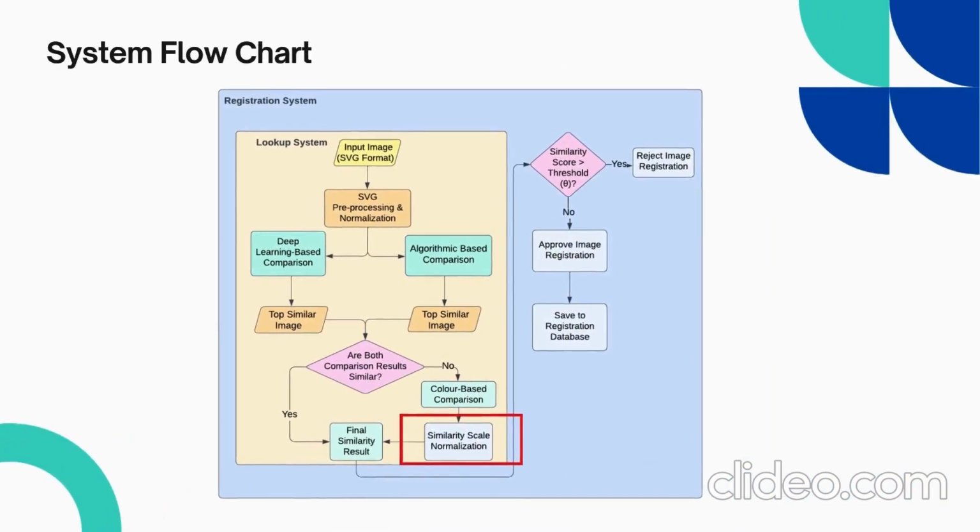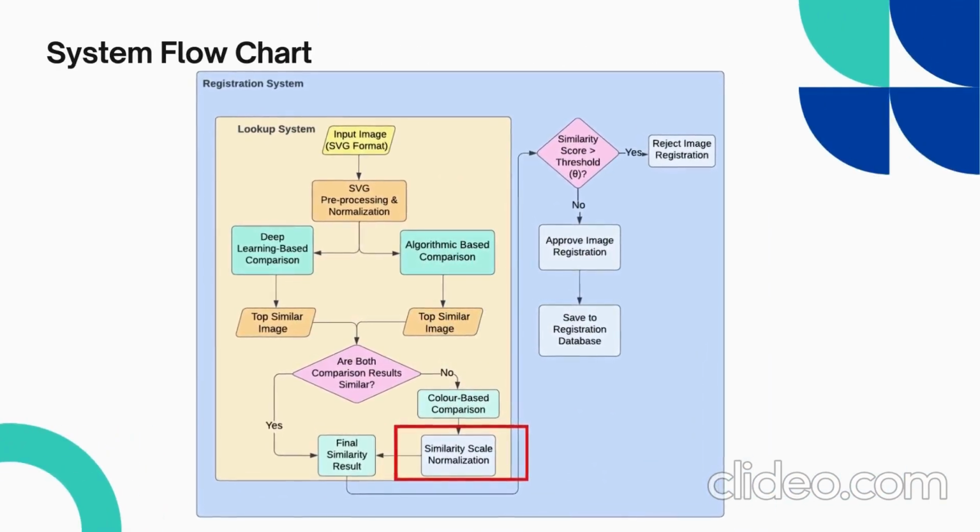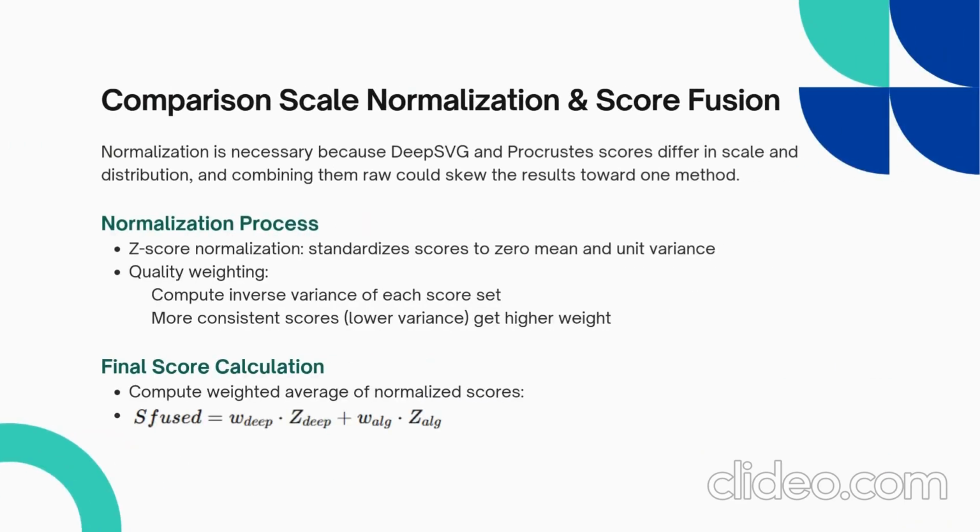The final step is score normalization, which is crucial for fairly combining the different scores from our two pipelines. To combine the scores, we use z-score normalization to put them on the same scale. Then, we apply quality weighting, giving more influence to the more consistent method. The final fused score is a weighted average of the two. This fusion process creates a single, reliable similarity score that represents the best judgment of both our pipelines.